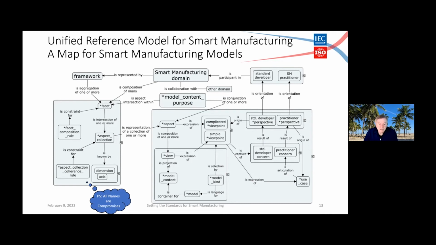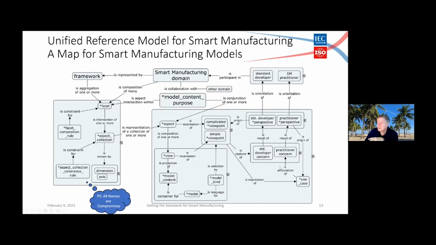We originally did this work on the TR, on the technical report, and it was an annex in there. The standard that we're working on, the unified reference model for smart manufacturing, actually takes this and explains it much more. You're seeing one slide here, but we're talking about 100 some pages to actually develop this. But the idea being basically that you have a smart manufacturing domain that says, what is this smart manufacturing model looking at? It's made up of facets and aspects and dimensions.